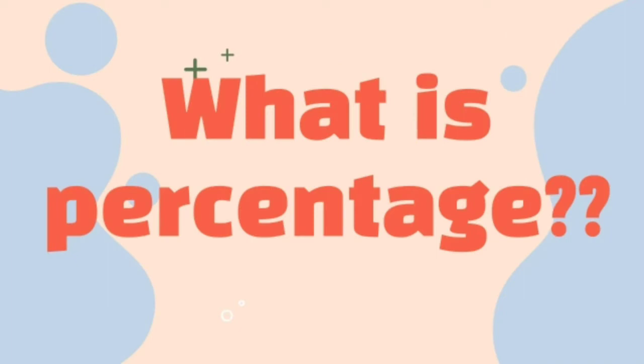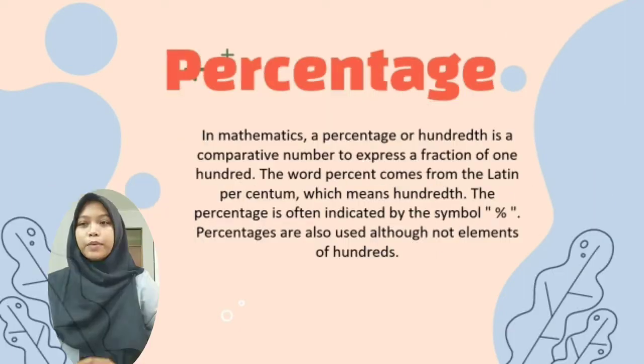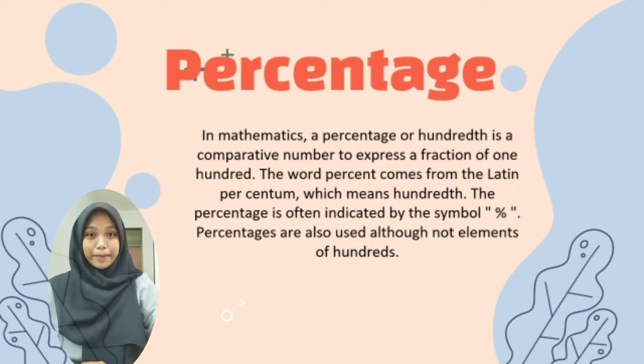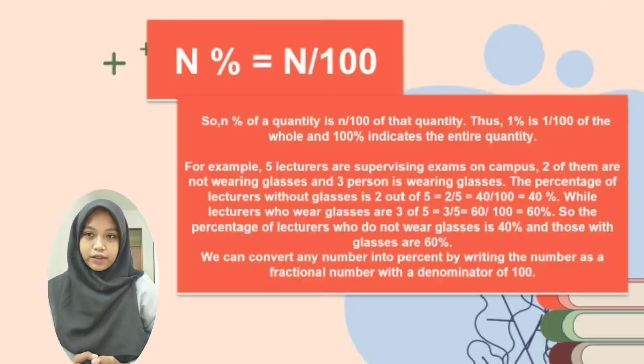What is percentage? In mathematics, a percentage is a comparative number to express a fraction of 100. The word percent comes from the Latin percentum, which means 100. The percentage is often indicated by the symbol percent. Percentages are also used although not element of hundreds.